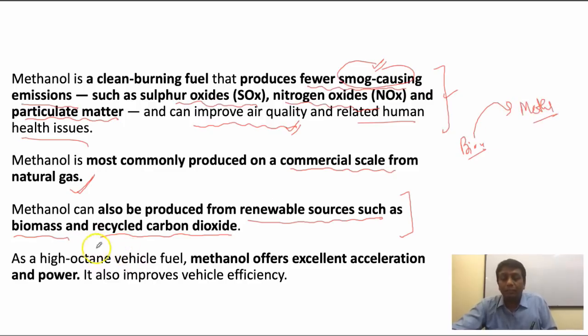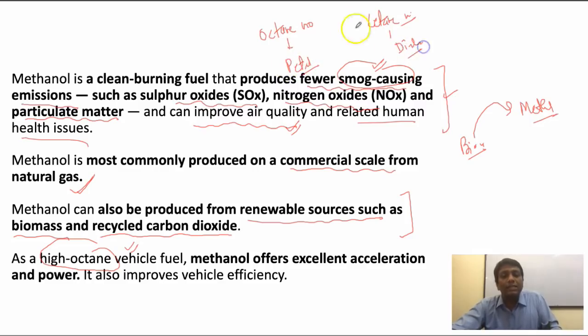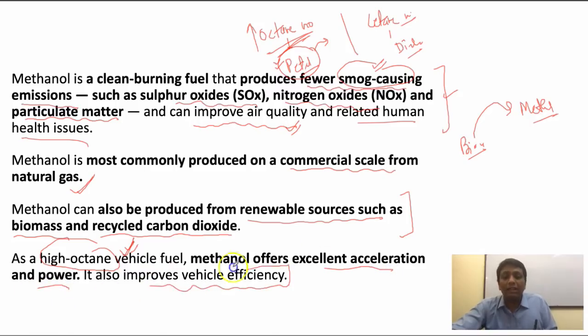The benefit of mixing methanol with petrol is to increase the octane number of a vehicle. See, guys, actually octane and cetane are two numbers that you should know. Octane number is used for petrol grading, and cetane number is used for diesel grading. If the octane number is more, the petrol quality is more, the calorific value will be good, and energy generation will be good. So this is the reason the mixing of methanol increases the octane number, so it's a better fuel. Methanol offers excellent acceleration and power, and it will also improve vehicle efficiency.